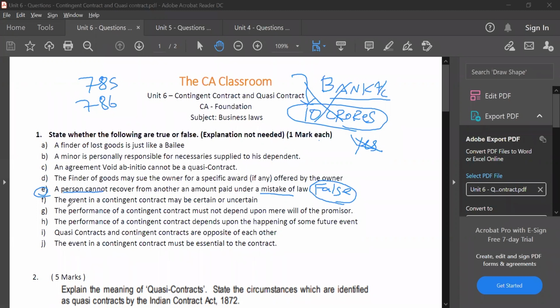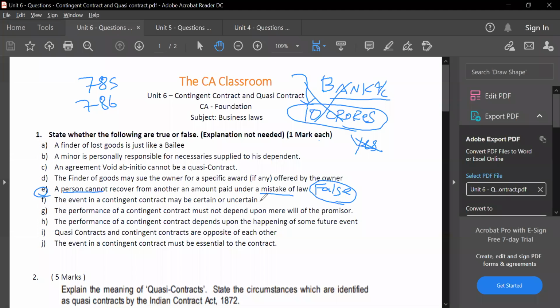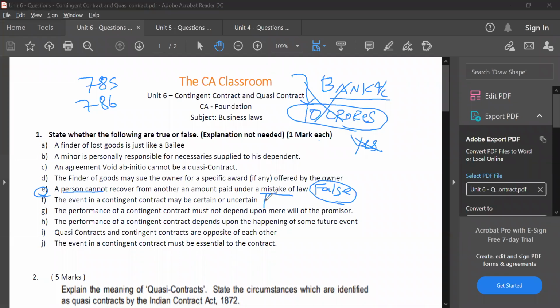Question number 6. The event in a contingent contract may be certain or uncertain. Answer: it is true. I'm getting people saying true, guys? Again, think, guys. Only Soumya got the correct answer. Others answered true, but it is false. Just think about it. The event in a contingent contract has to be uncertain. It cannot be certain. Read the definition for contingent contract.